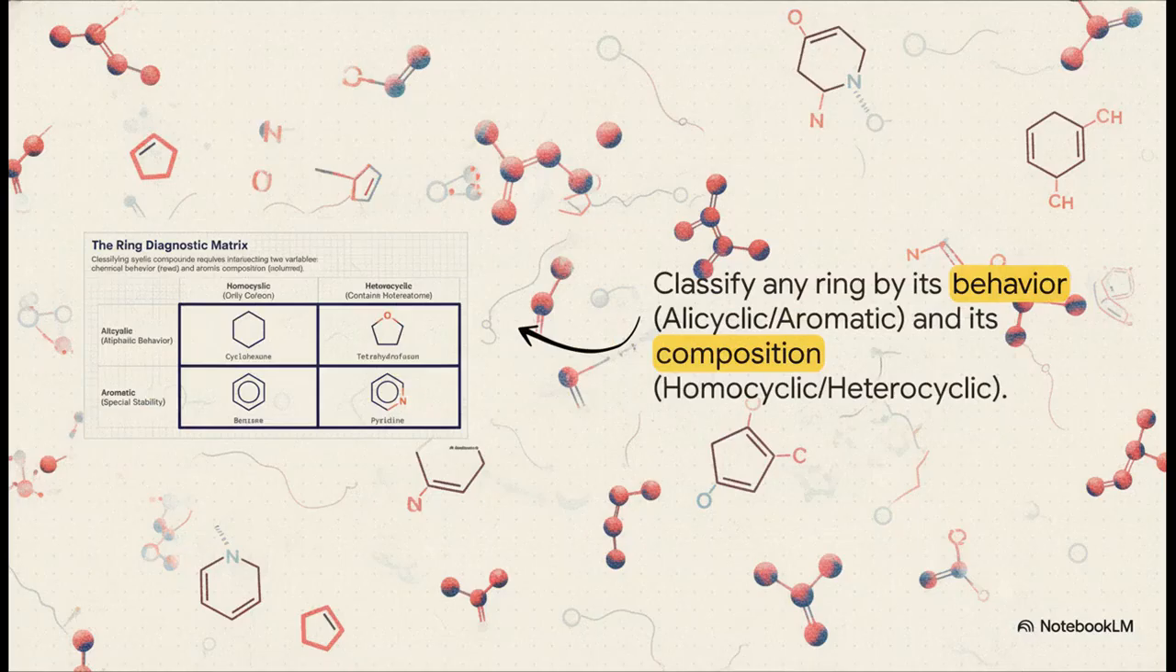This ring diagnostic matrix is the perfect little cheat sheet for putting it all together. To classify any ring, you just have to ask two simple questions. First, what's its behavior? Is it alicyclic or aromatic? And second, what's its composition? Is it homocyclic or heterocyclic? This gives us four neat quadrants. For example, benzene is aromatic and it's made only of carbon, so it's a homocyclic aromatic. Tetrahydrofuran behaves like a chain, but has an oxygen in the ring, making it a heterocyclic alicyclic. It's a beautifully simple and powerful system.